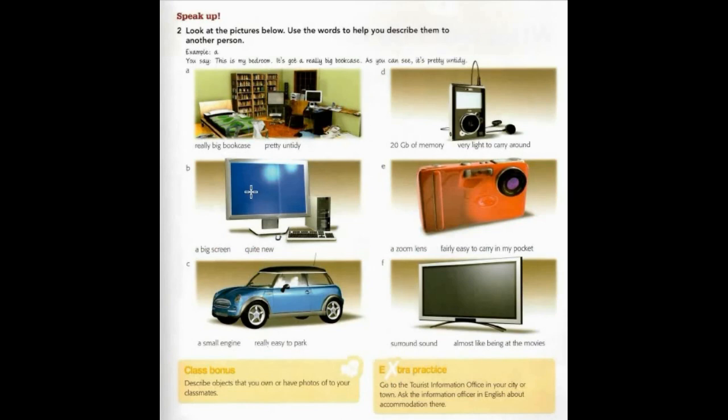Okay, we can say this is my computer. It's got a big screen. As you can see, it's quite new. In the case of C, we can say this is my car. It's got a small engine. As you can see, it's really easy to park. And in D, we can say this is my MP3 player. It's got 20 gigabyte of memory. As you can see, it's very light to carry around.